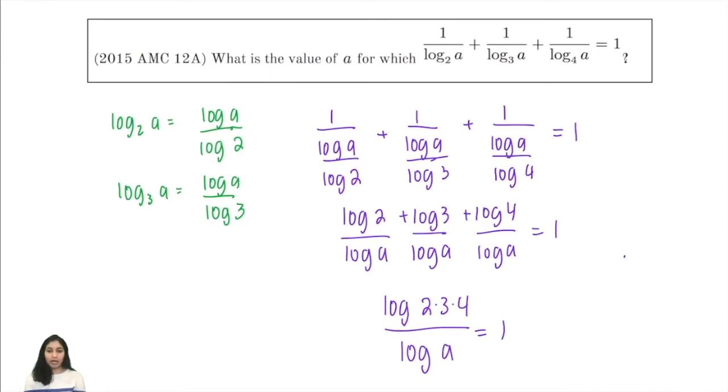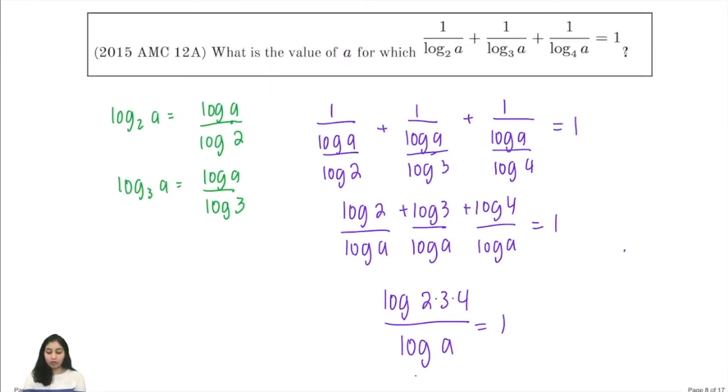Now we multiply by log a on both sides, and we get that log of 24 is equal to log of a. And from here, it's clear that a is equal to 24. And that is our answer. So in this case, what we did is we applied the change of base formula, and then we simplified our logarithms based on fractions and the addition rule. And we got that a equals 24.